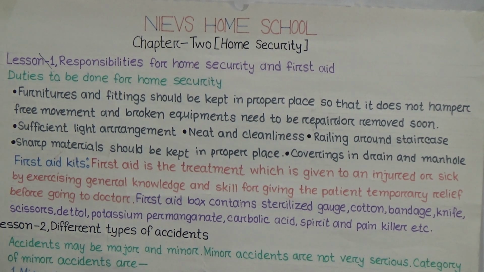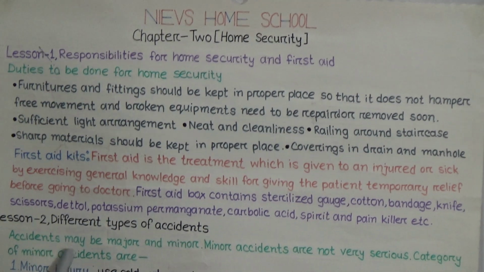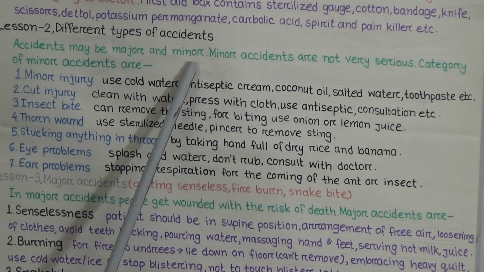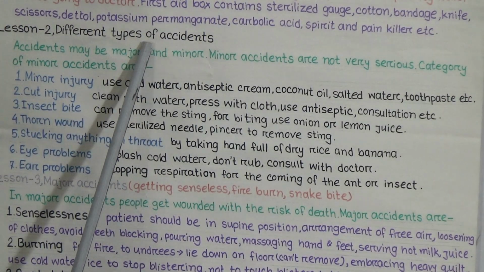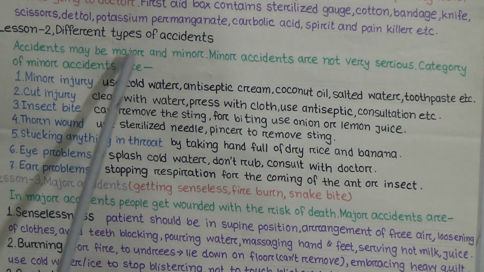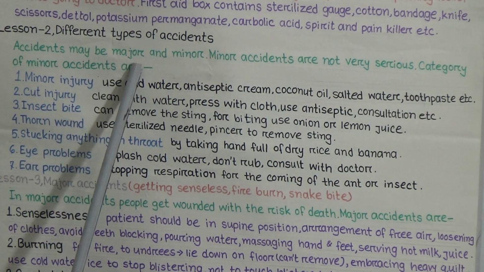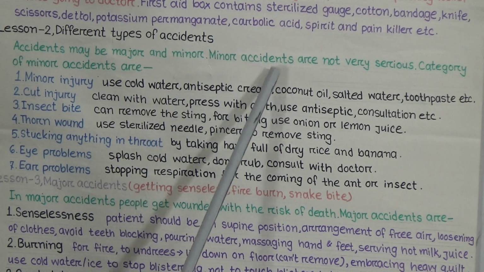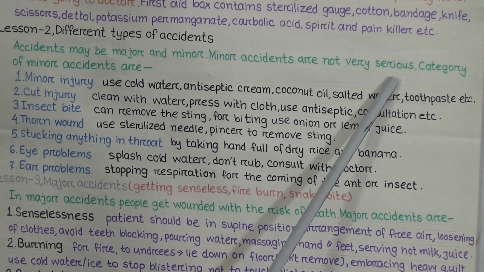Now, students, we are going to learn lesson 2, different types of accidents. Accidents may be major and minor. There can be various types of accidents, but basically we can divide them into two, and they are major and minor. Minor accidents are not very serious.